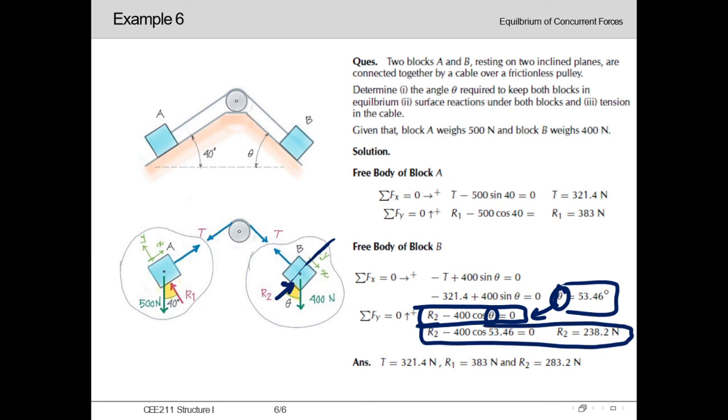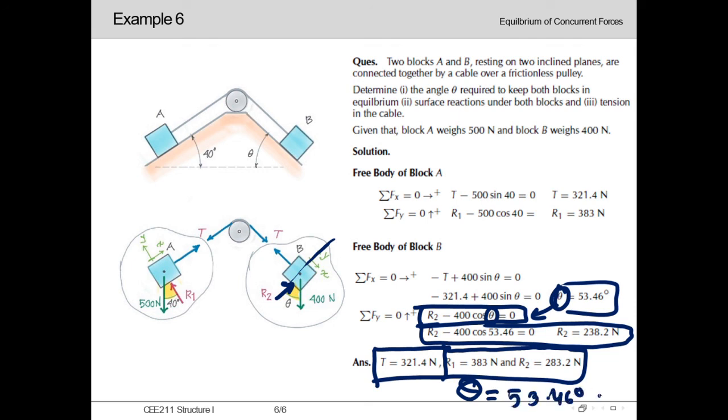So in this way we can calculate the tension available in this cable. We can calculate the surface reactions R1 and R2, and also the angle of inclination of the plane of block B, which was theta equal to 53.46 degree. So this was all for this lecture. Thank you.